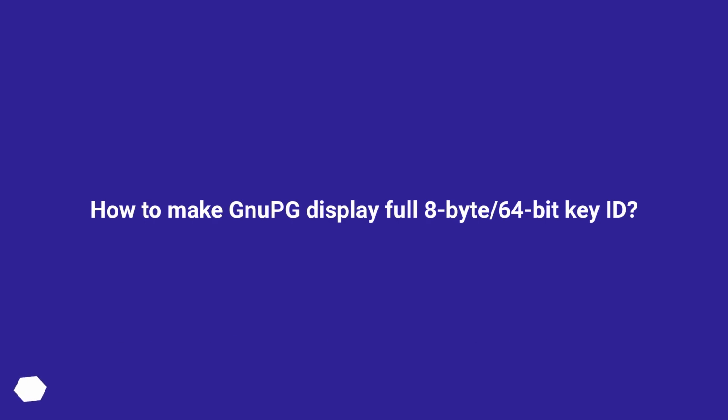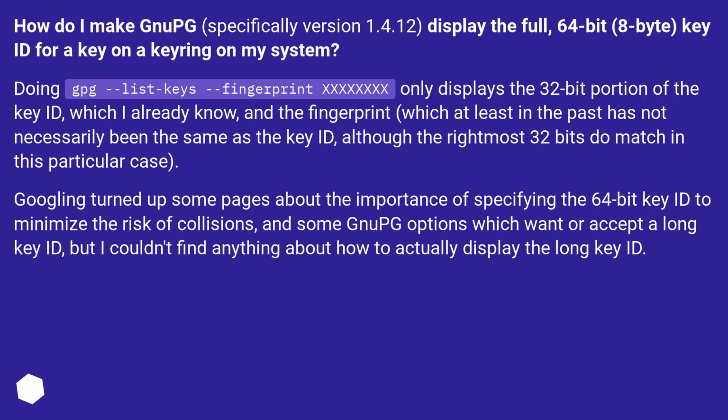How to make GnuPG display full 8-byte/64-bit keyid. How do I make GnuPG, specifically version 1.4.12, display the full 64-bit, 8-byte keyid for a key on a keyring on my system?